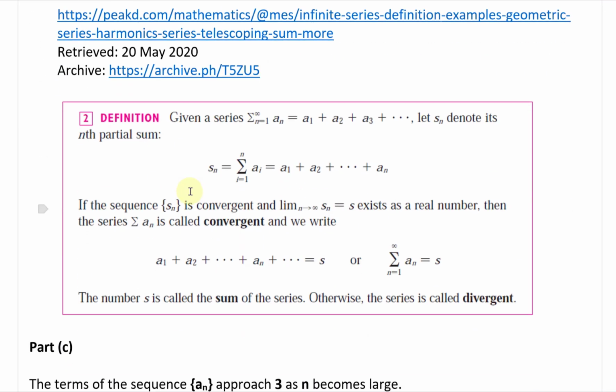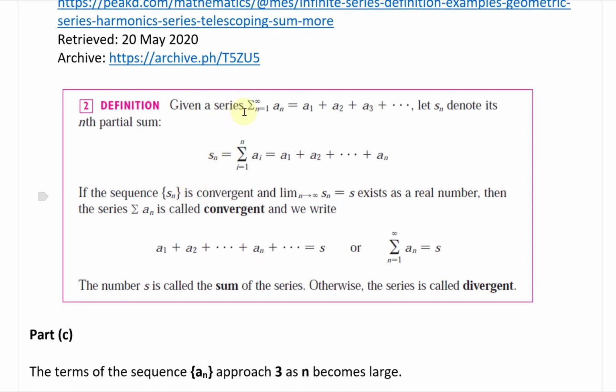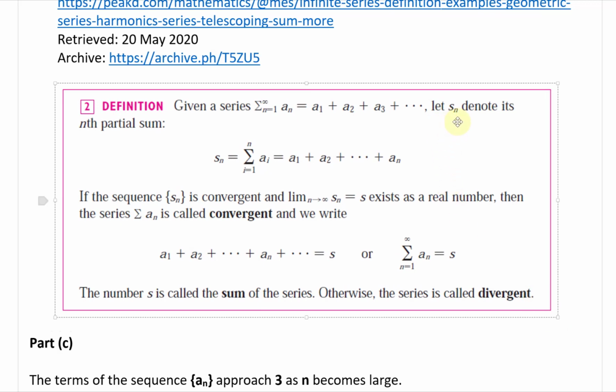So here's the definition. Given a series, the summation n equals 1 to infinity of an equals a1 plus a2 plus a3, etc. So remember, you're adding, as opposed to just the terms a1, a2, a3. Let Sn denote its nth partial sum. So if you have Sn, this just equals the summation from i equals 1 to n of ai, equals a1 plus a2 all the way to an.